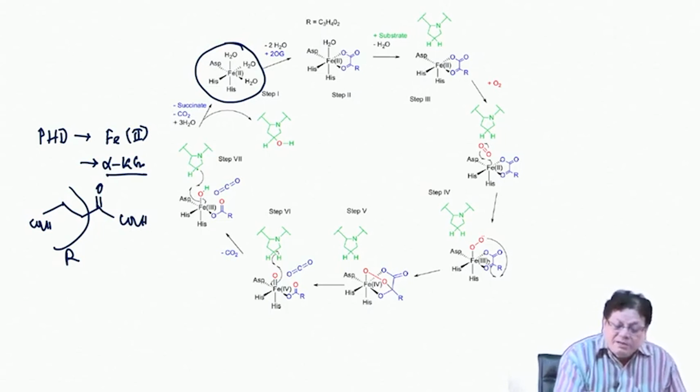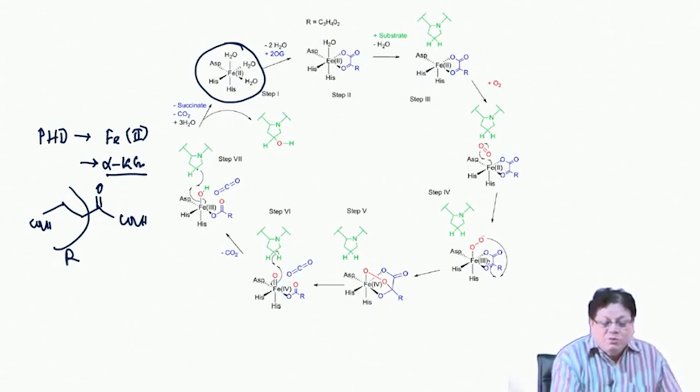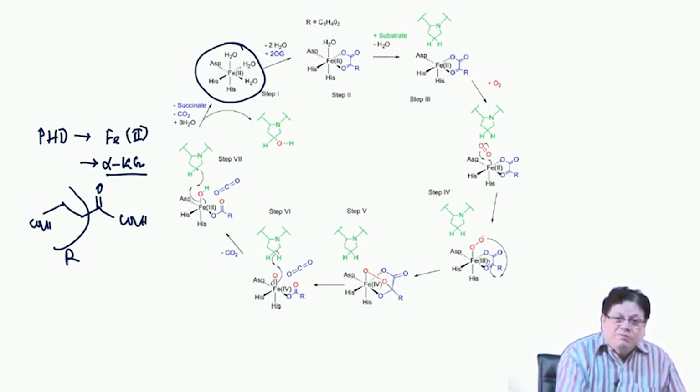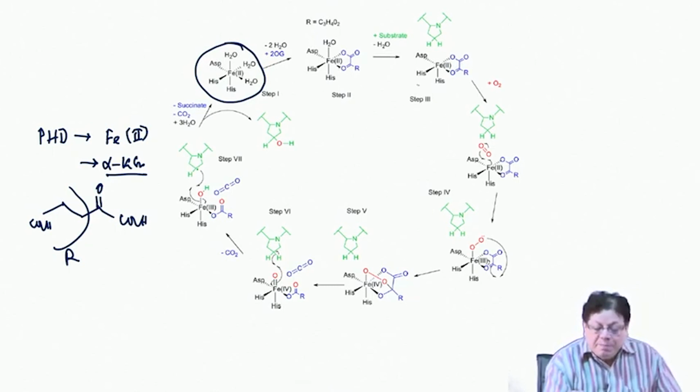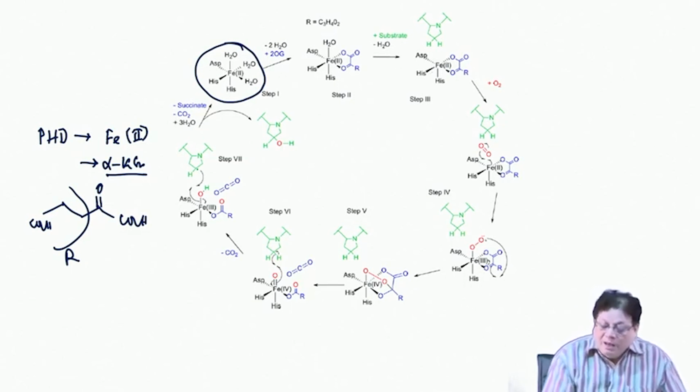So, this acts as a bidentate ligand to expel the 2 water molecules, and itself chelates to the iron. But there is no change in oxidation level of iron here, because both the bonds are formed by electrons coming from this oxygen. So, this is the intermediate. Now, oxygen comes and iron reacts with the oxygen.